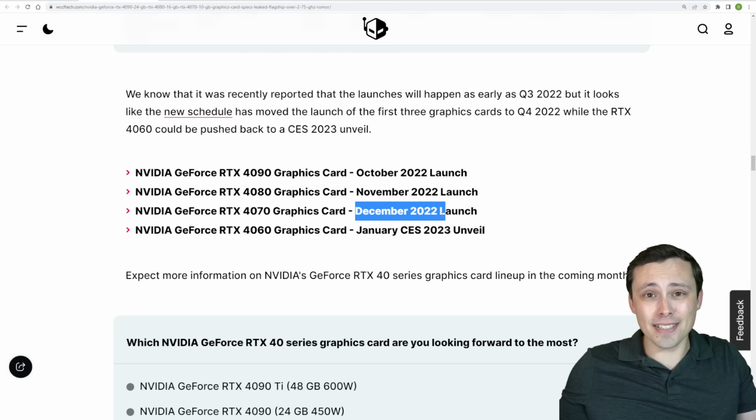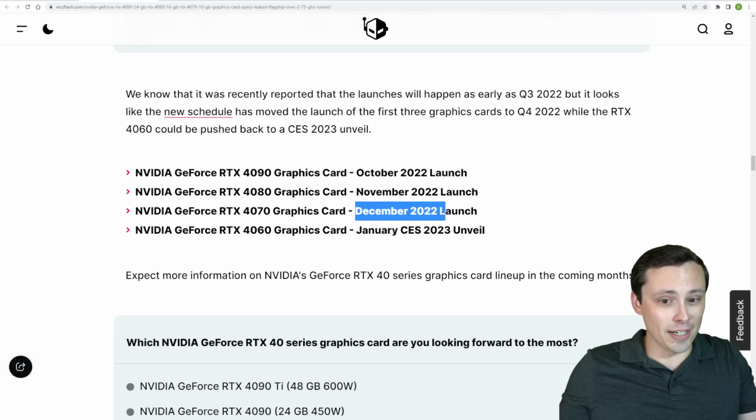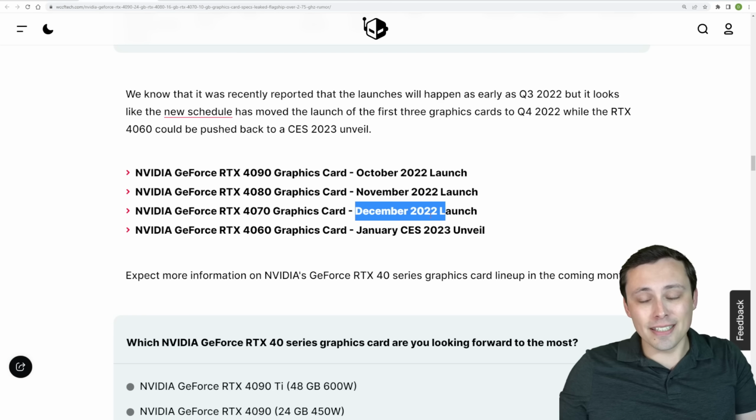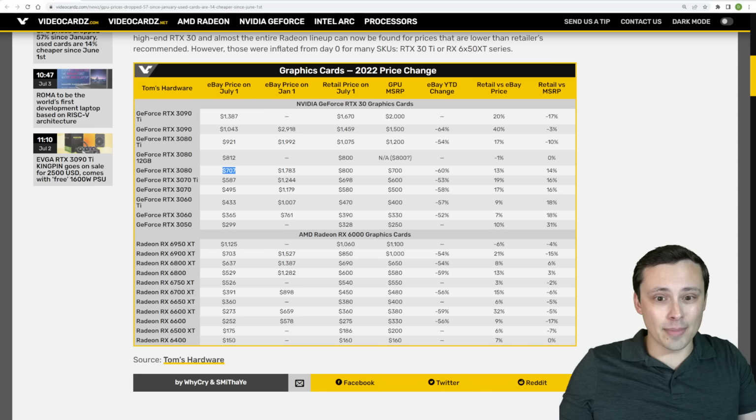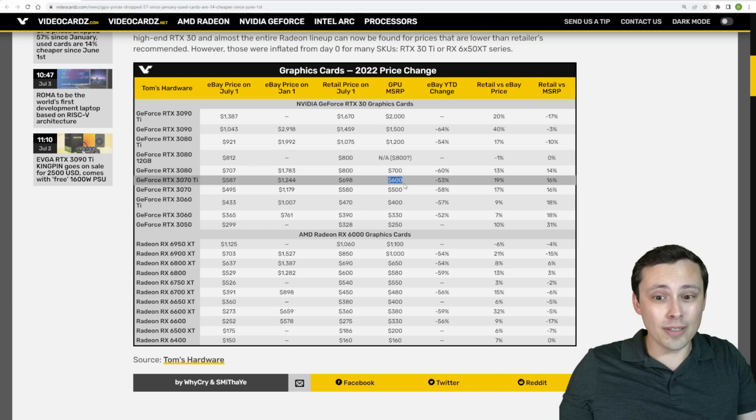And if that's not launching until December, it could be scalped, could have availability issues, right? That's around Christmas time. It's probably going to be hard to buy one at launch time. So you'd probably be pushing out into the next year if you wanted to get one at its MSRP, which, like I said, I wouldn't be surprised to see around $600.